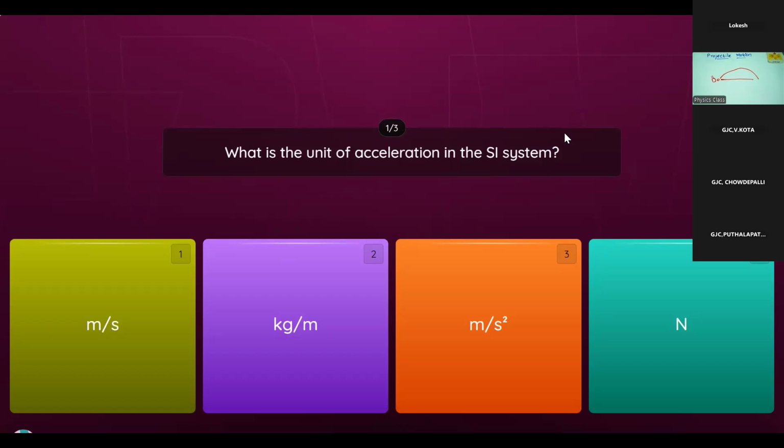Very good. Any other students, please? Keep it up. What is the unit of acceleration in the SI system? Meter per second, kilogram per meter, meter per second square, and N for Newton.